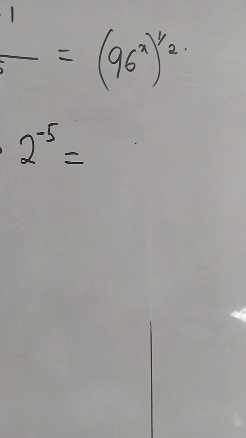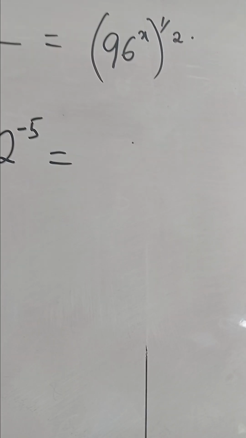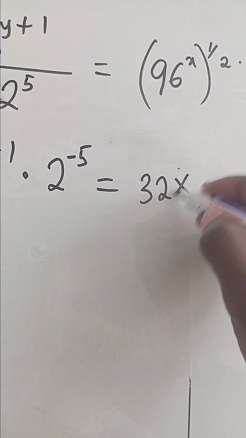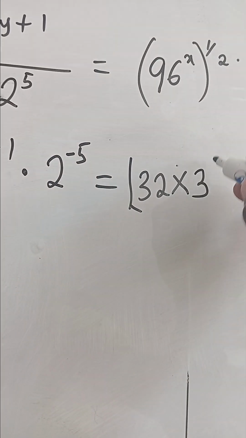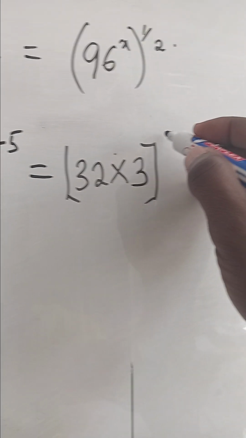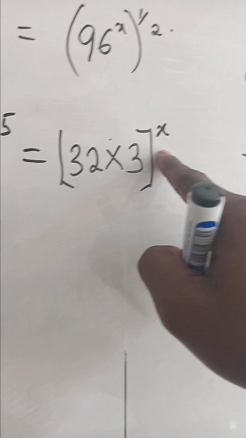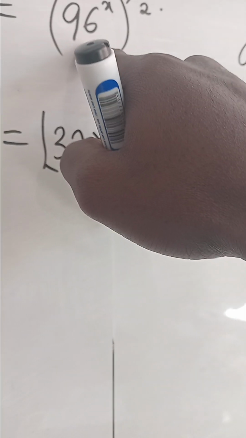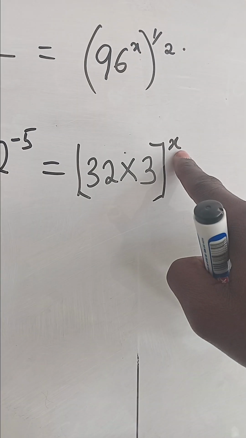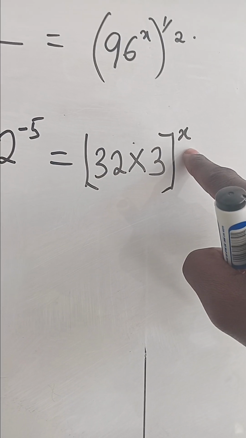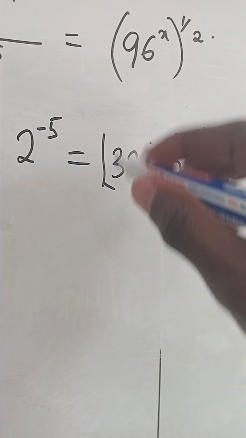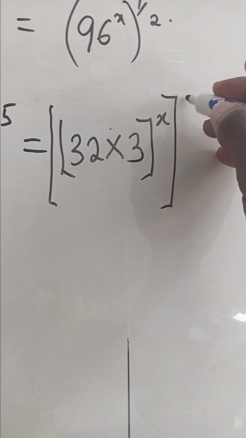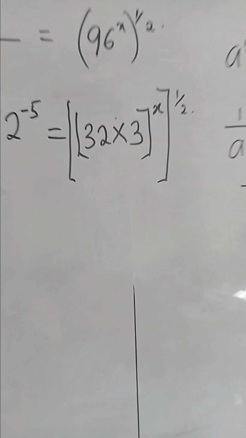We can look for the factors of 96. The factor of 96 is 32 multiplied by 3. Remember that this factor is affected by what? The power of x, because if we say 32 times 3, it gives us 96. So the power of x is affecting both 32 and 3. And remember that we have it to the power of half.